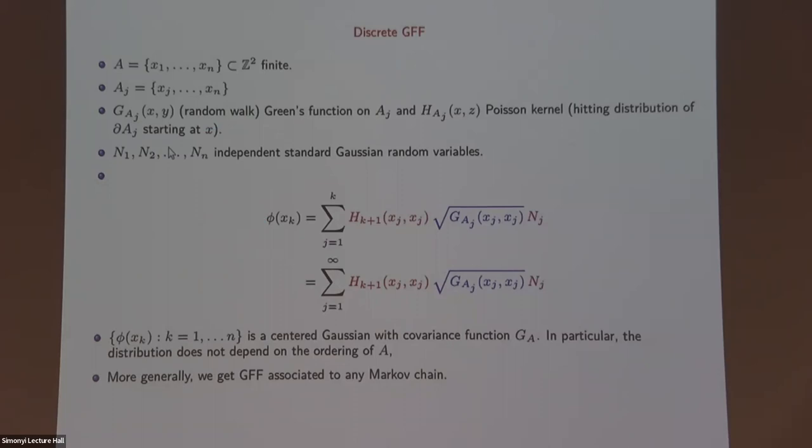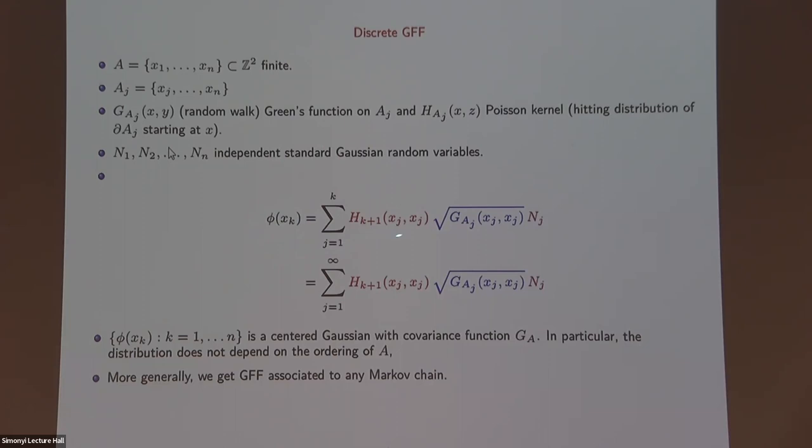So take a discrete GFF. There's no reason I have to restrict to a finite set, but something less than all of Z^2. Take the random walk Green's function, and we order the points. That will be the order that we do. At each point, we put an independent standard Gaussian random variable. And then the value of the field at x_k is the expected value of what's happened so far.